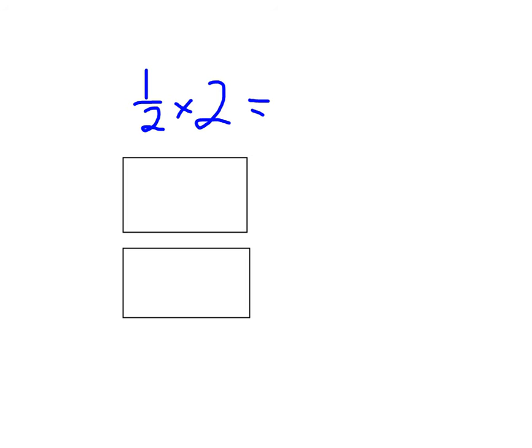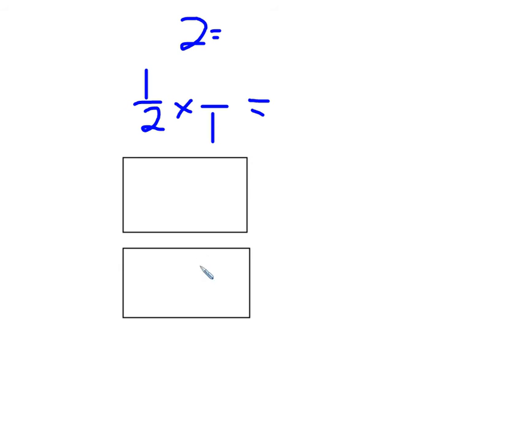In multiplying fractions, the algorithm we're taught in our book is to multiply numerator times numerator, denominator times denominator. So I need to write 2 as a fraction. So it's really, what represents 1 whole? Well, 1 whole is just 1 piece, is 1 whole.